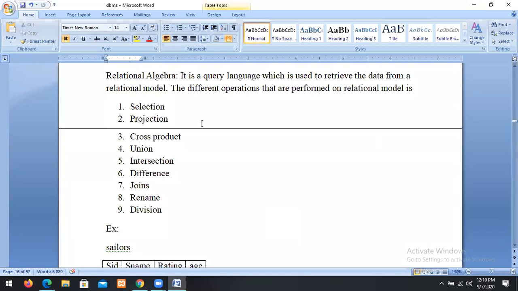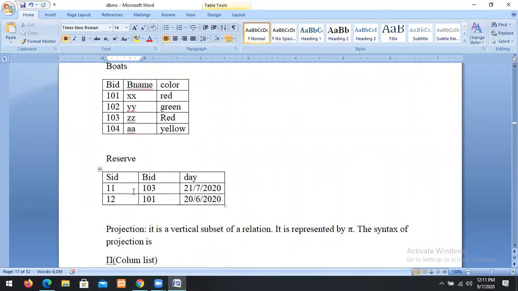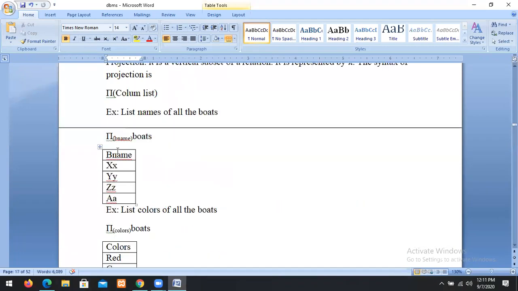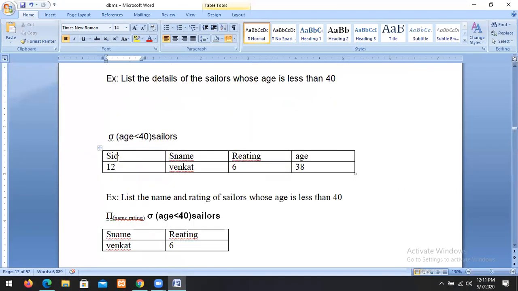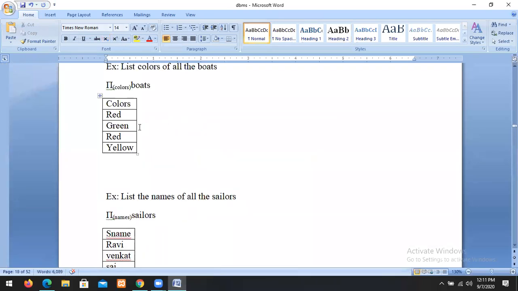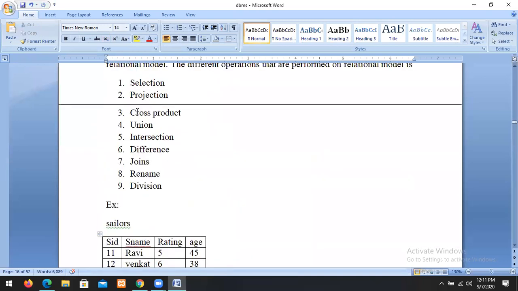So what is selection? A selection is a horizontal subset of a relation. Suppose this is one table, then I will use a selection. Selection is a horizontal subset of a relation. A projection is a vertical subset of a relation. This is a projection. Projection is a vertical subset of a relation.